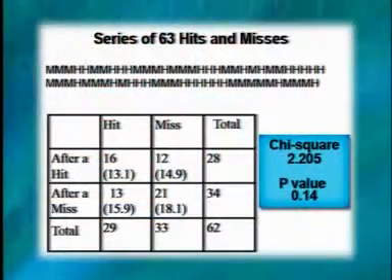Let's look at how we would then go about trying to analyze streaks in basketball. So here we have a series of 63 hits and misses that a player did in a basketball game, and the question is, can we evaluate from looking at that series whether it's the result of randomness or whether it's an indication that there are streaks? How would you go about distinguishing the two? Well, here's an idea.